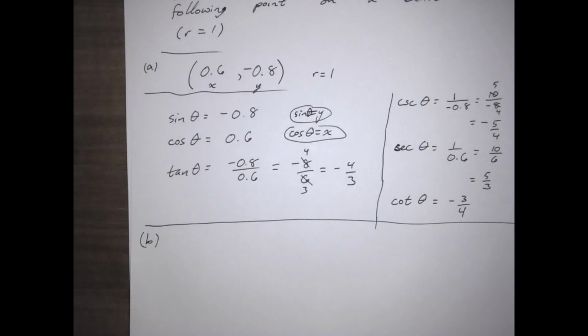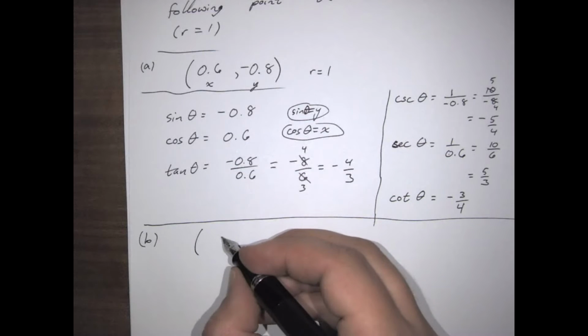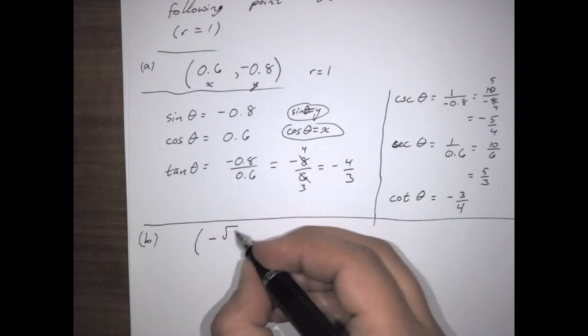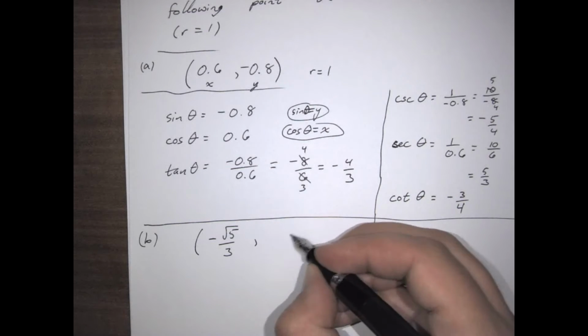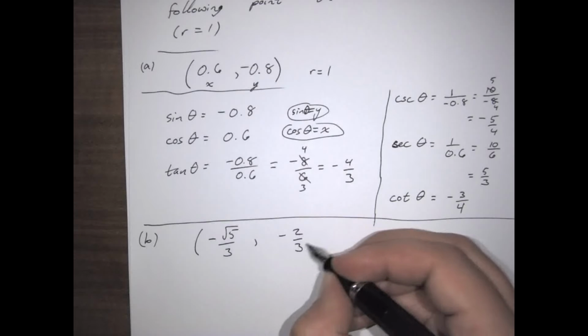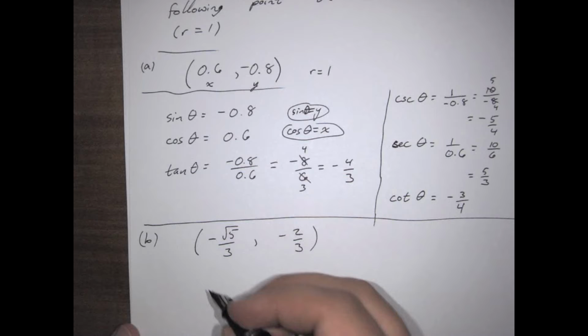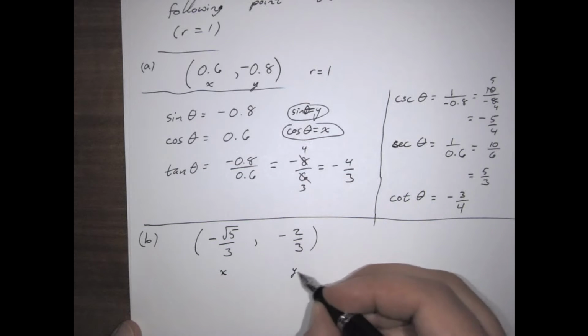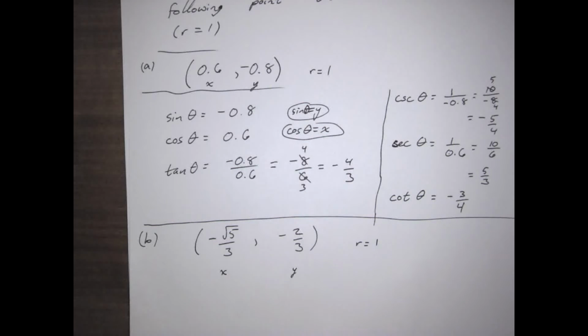All right, so let's say that what we have here is something like negative √5/3, comma, let's say negative 2/3. So again, remember, we have the x, we have the y, and r is already known to us to be 1. That's what all of these examples instantiate, is radius 1.